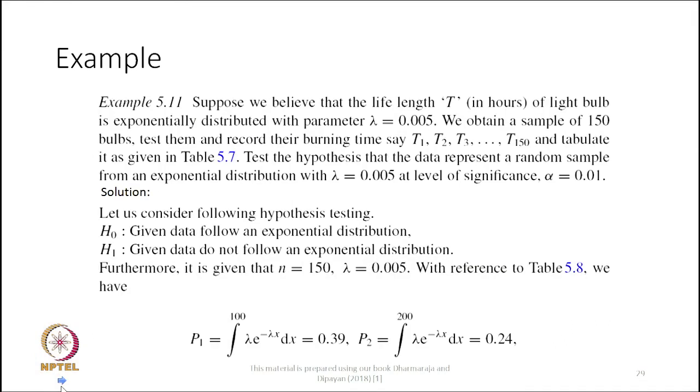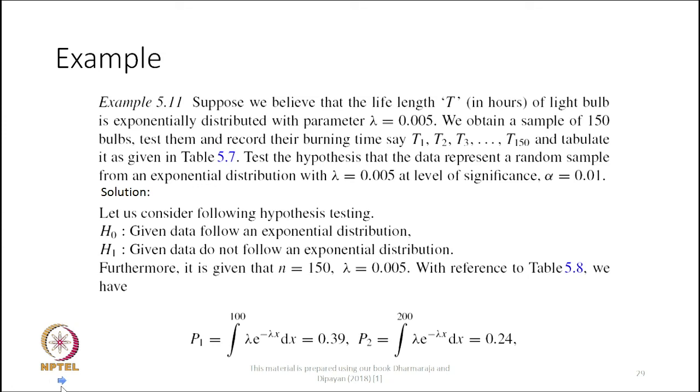Now, I am coming back to the same example that we explained earlier. I made that example earlier to give some illustrative idea. Now, we are going to test the hypothesis that the data represents a random sample from an exponential distribution with lambda also supplied. That means you do not need to estimate it. That means your degrees of freedom is going to be only k minus 1, where k is the number of groups, and the level of significance alpha is given to you.